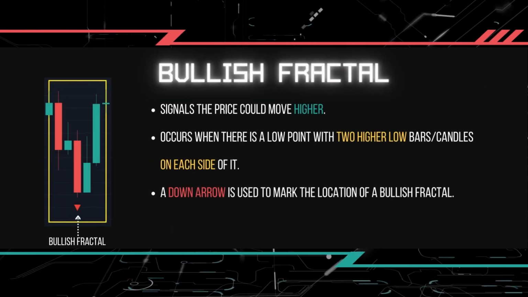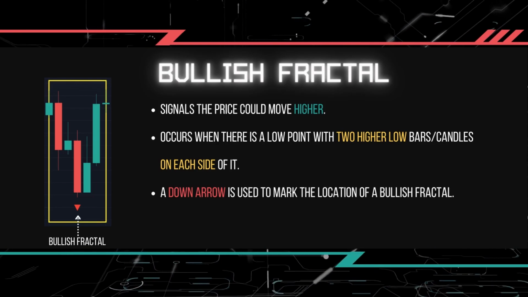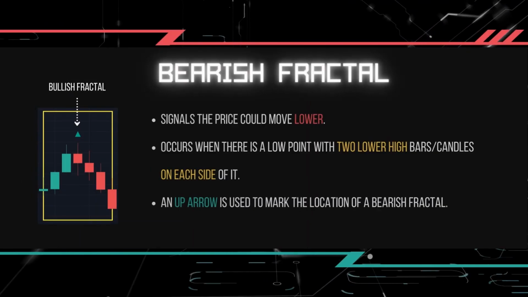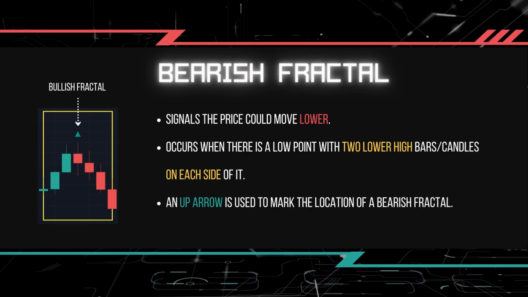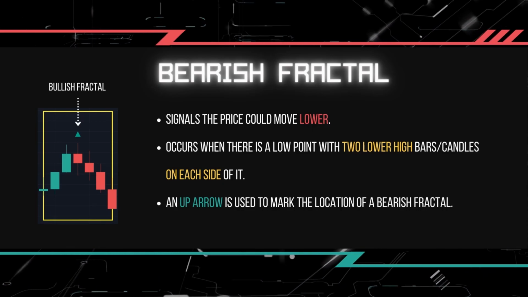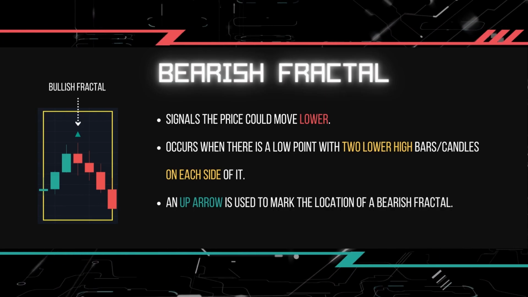It occurs when there is a low point with two higher low candles on each side of it. A red down arrow is used to mark the location of a bullish fractal. A bearish fractal signals the price could move lower. A bearish fractal occurs when there is a high point with two lower high candles on each side of it. A green up arrow is used to mark the location of a bearish fractal.